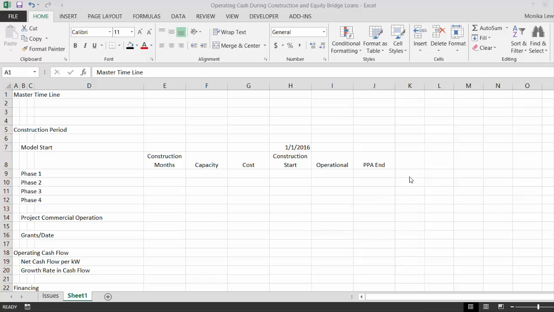Now, in this spreadsheet, we're going to address the issue of pre-commercial operation and cash flows from pre-commercial operation, whether they should be treated as a reduction in assets or an equity contribution.